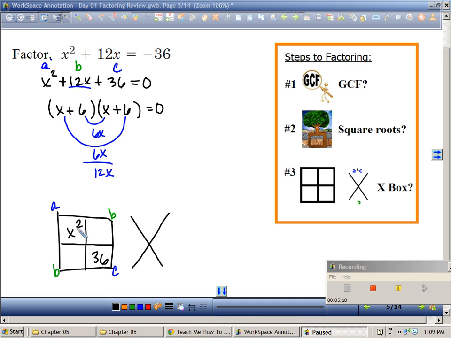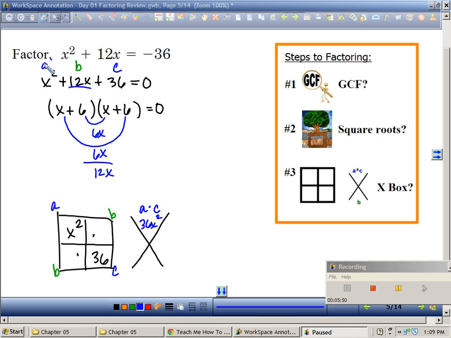So I've got x squared plus two things that when you add them together make up 12x plus 36. See how that looks? We're kind of filling things out just like that. Now in order to find out what these two b values are, I can use this funky x thing. If I multiply a times c, I get 36x squared.